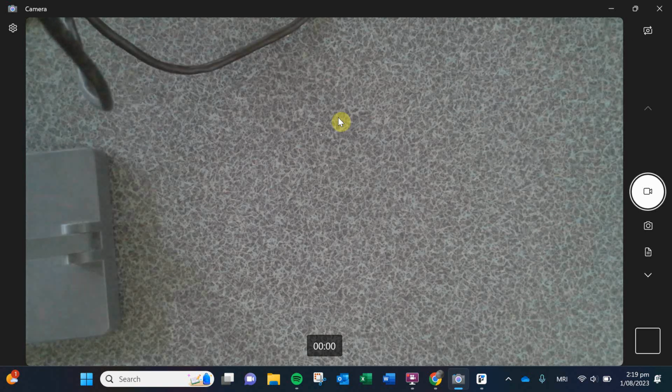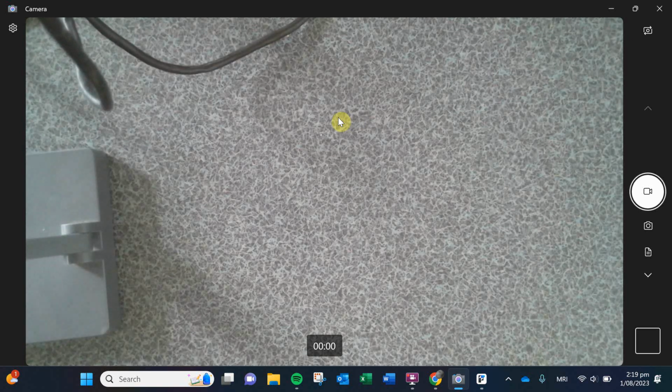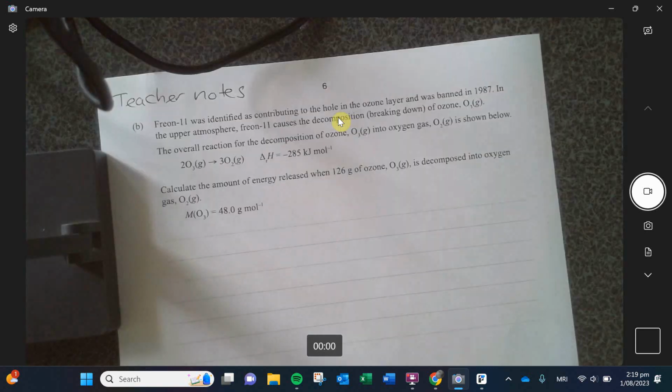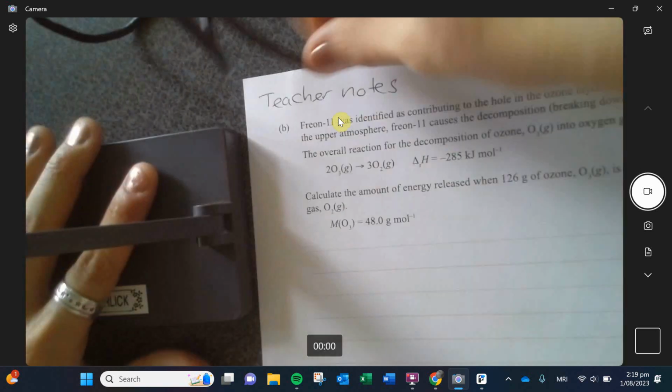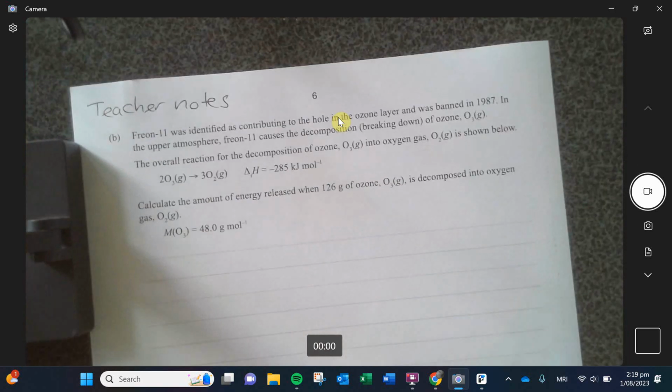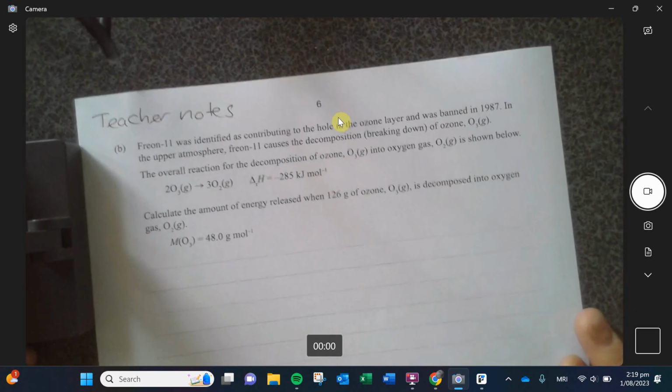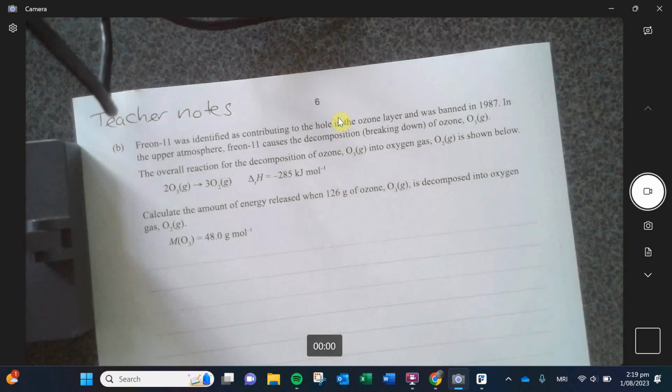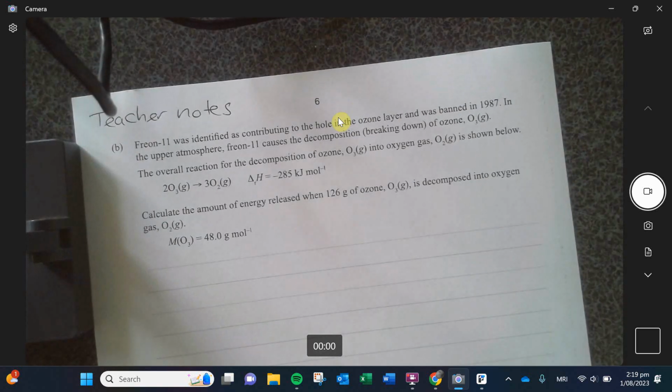All right. That's our second one. Just trying to be more organized. I don't want my paper everywhere. Okay, cool. So this one is also from the 2022 exam, a different section of the exam, but it's still looking at the Freon 11, which is the component in fridges to help keep them cold.